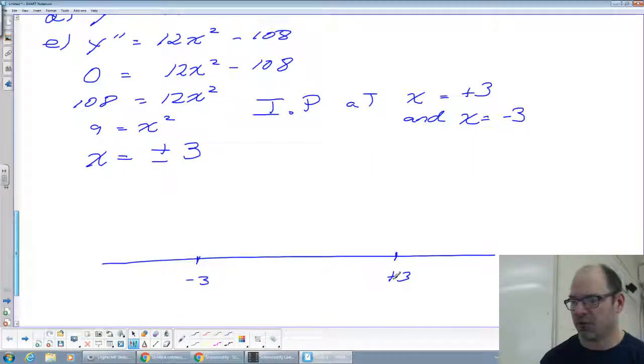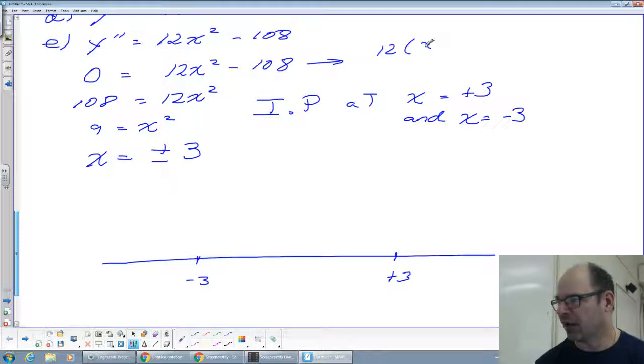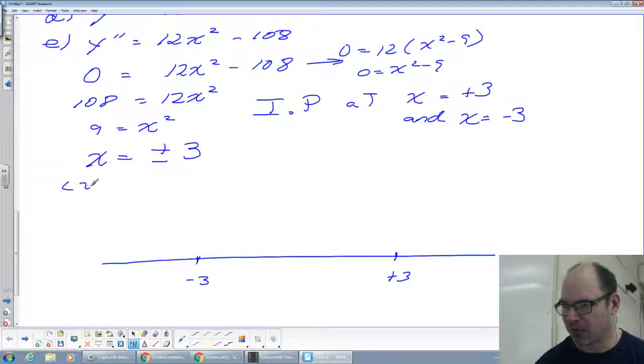Okay, because those are the areas where the concavity changes. So we have... I guess if we're going to do the factors here, this would have been 12 times x squared minus 9, right? Then if we cancel the 12 out, 0 equals x squared minus 9. So we have two factors here, x plus 3 and x minus 3.